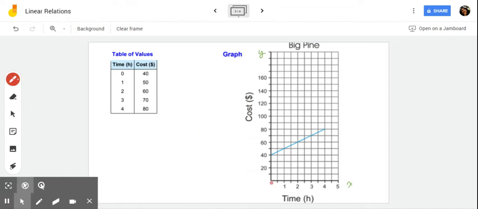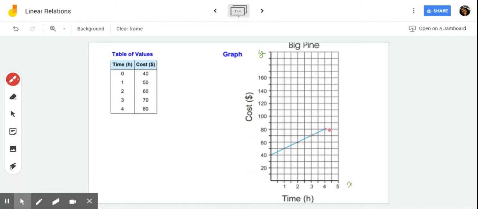Okay, at 0 hours, our cost is $40. So put a point right here. At 1 hour, our cost is 50. So there's 50. At 2 hours, we're at 60. 3 hours, we're at 70. At 4 hours, we were at 80.